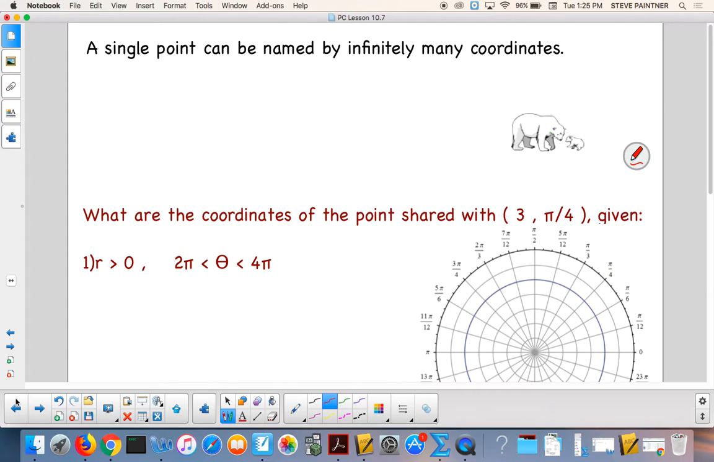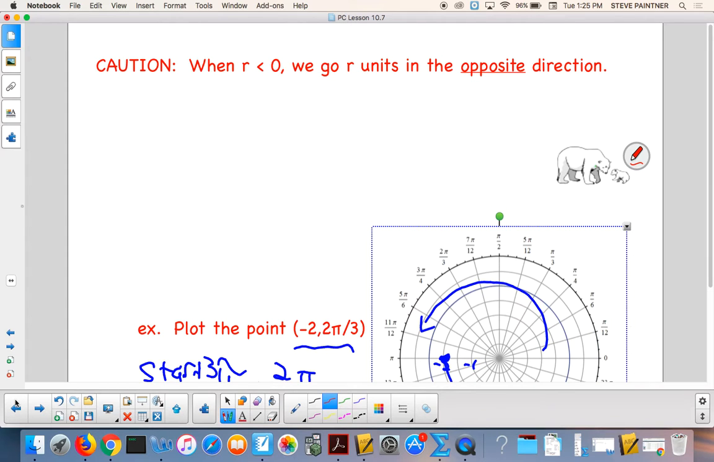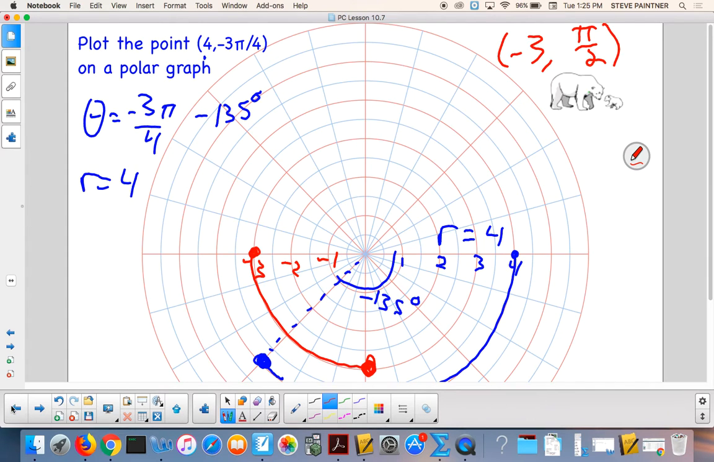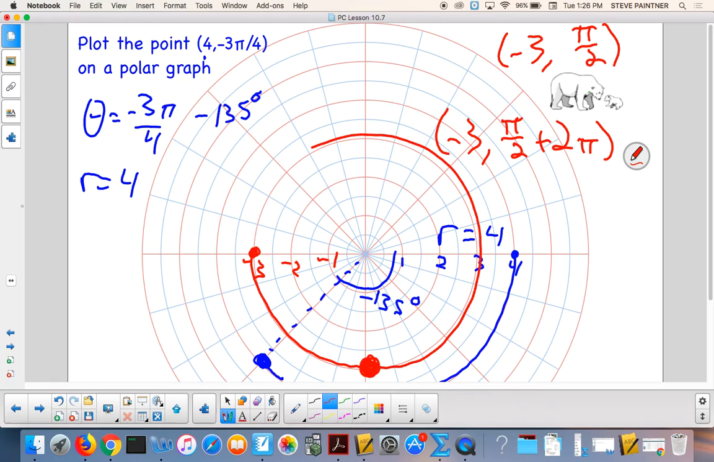So like on this last one, let's look at this one back here. If we had this point right here, that was -3, π/2, how could we get back to the same place? We could just add 2π. You go here, go around the circle once, adding 2π, and you're back at the same spot.